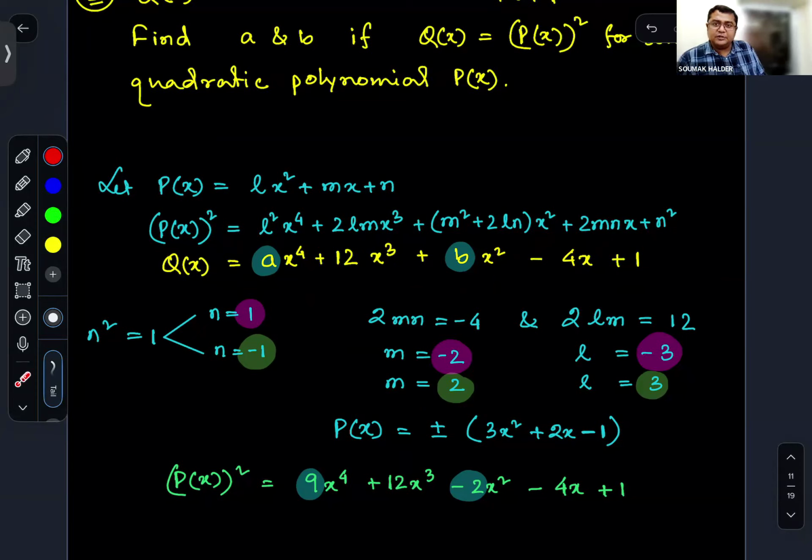But if you perform the squaring of this particular quadratic, it's going to be 9x to the power 4 plus 12x cube, which was already given, minus 2x square minus 4x plus 1. So the missing coefficients of q of x are supposed to be 9 and -2. Is it okay to all? Which part, tell me?